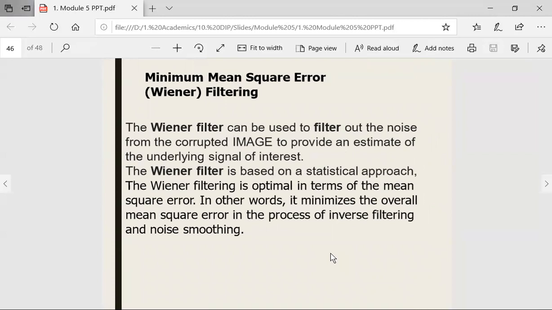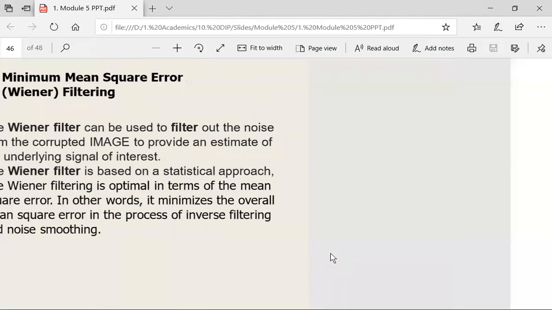Next comes the minimum mean square error filtering, or Wiener filtering. The Wiener filter can be used to filter out the noise from the corrupted image to provide an estimate of the underlying signal or image. It is basically a statistical approach, and the Wiener filter is optimal for the minimum mean square. That is why we use the Wiener filter for minimum mean square error filtering, and it minimizes the overall mean square error in the processing of inverse filtering and noise smoothing.